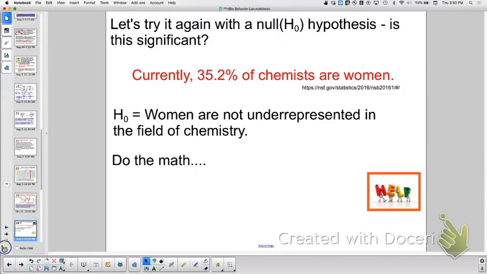Here's the data we have. Currently, 35.2% of chemists, people who said they were chemists, are women. Okay? So a null hypothesis would say that women are not underrepresented in the field of chemistry. That would be your null hypothesis.